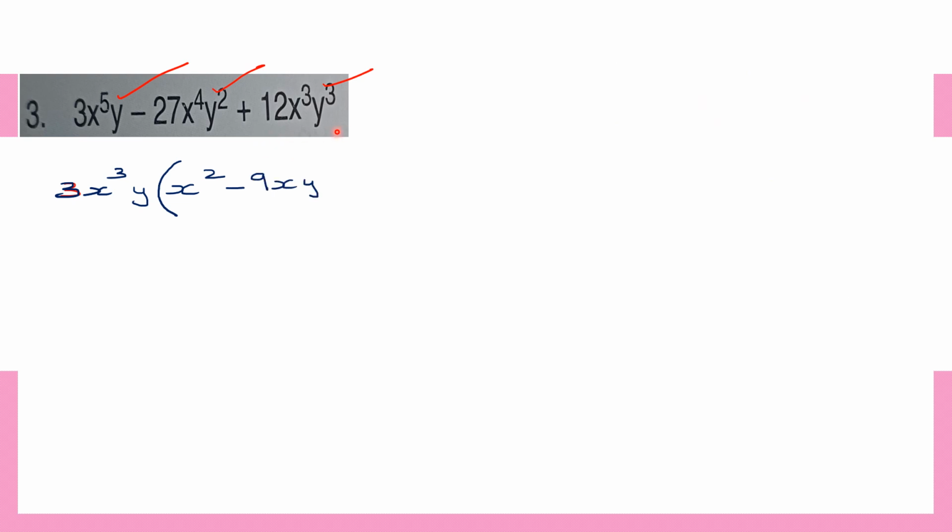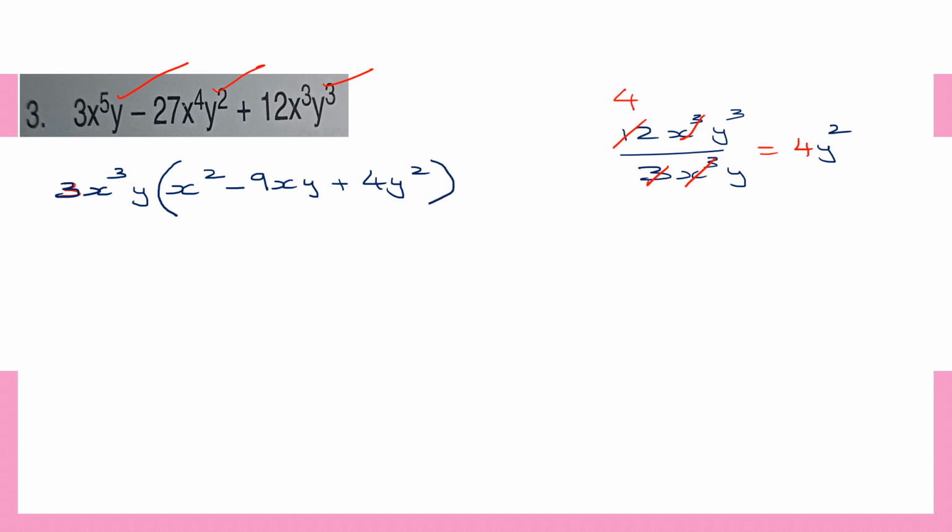Now I can take the last term and divide it by the common term. So the last term is 12x cube y cube and divide this by 3x cube y. So here let's see what we can cancel. I can cancel x cube and x cube, and I can do 3 4s are 12. So what do I have? I have 4, and then I have y to the power of 3 divided by y to the power of 1. 3 minus 1 is 2. So this is y to the power of 2, which is plus 4y square. So this is our answer.